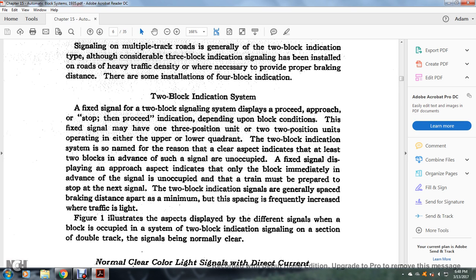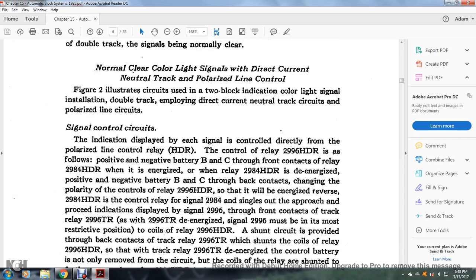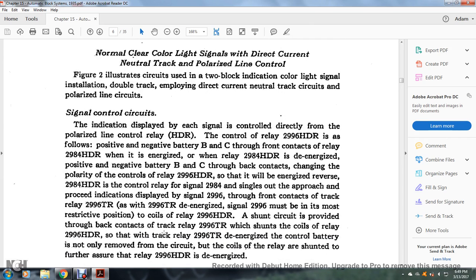Figure 1 illustrates the aspects displayed by the different signals when a block is occupied, with a 2-block indication signal system on only a section of double track, the signals being normally clear. Normal clear color light signal with direct current neutral track, polarized line control. Figure 2 illustrates the circuit of the 2-block indication color light signal on double track employing direct current neutral track circuit and polarized line circuit. Signal control circuit.